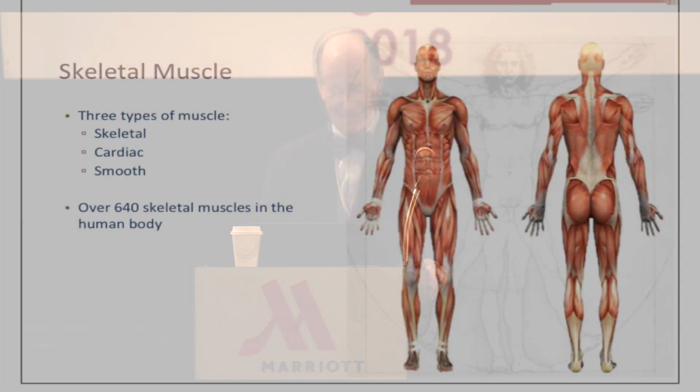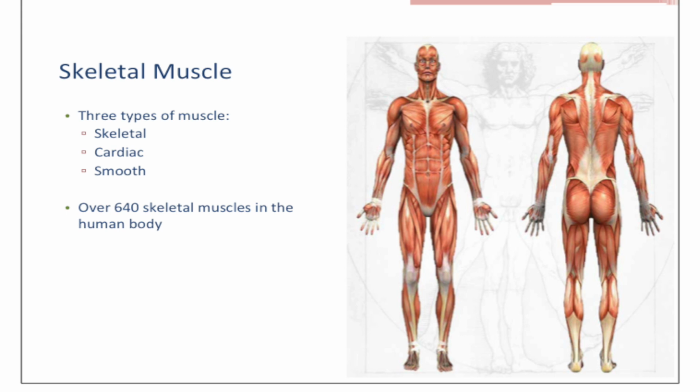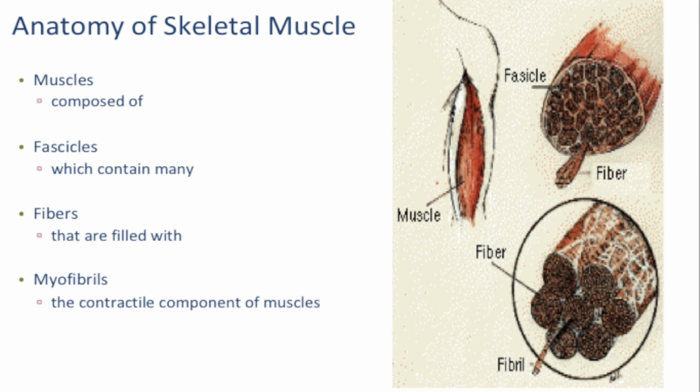Okay, so we're going to talk a little bit about muscle. There are three types of muscle: cardiac muscle, smooth muscle, and skeletal muscle. And for our purposes, we care about skeletal muscle. There are 640 muscles in the body. When we talk about muscle, there's muscles like we think about, that's your biceps. And muscles are composed of what are called fascicles, which are smaller pieces of muscle.